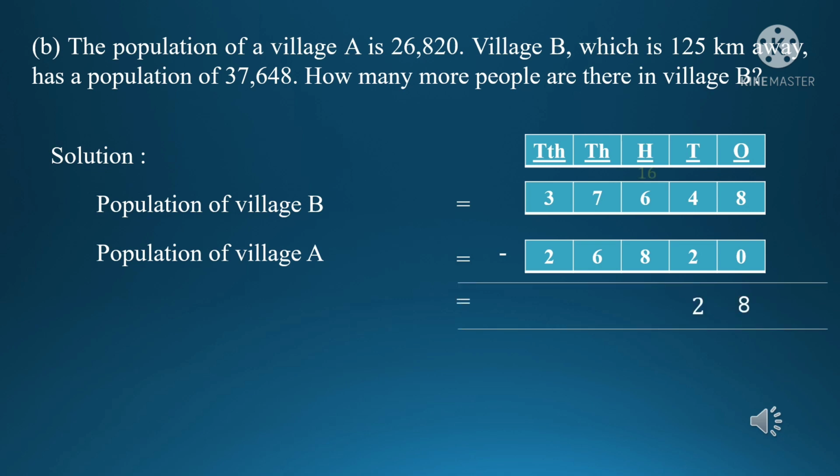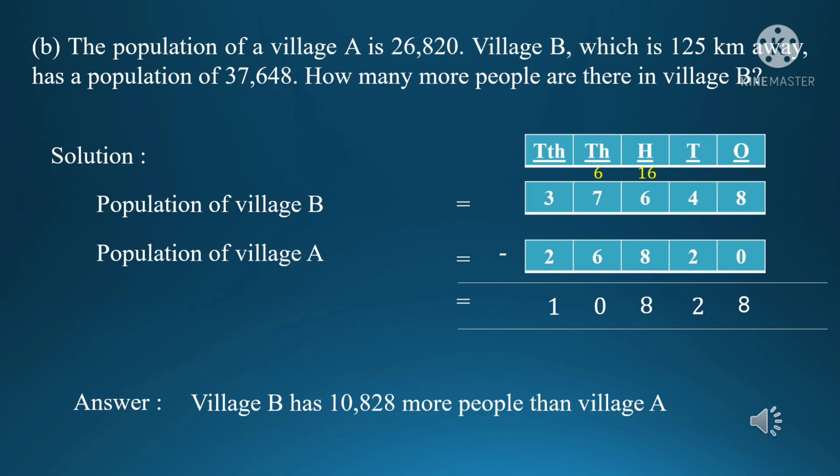After subtracting, you can see that 8 minus 0 is equal to 8, 4 minus 2 is 2, 6 minus 8 is not possible, so we are going to take 1 from the left hand side and it will become 16. 16 minus 8 is 8. And in the thousands place, since it has given 1 to the right hand side, 7 will become 6. So 6 minus 6 is 0, and ultimately 3 minus 2 is 1. So there are 10,828 more people in village B than village A.